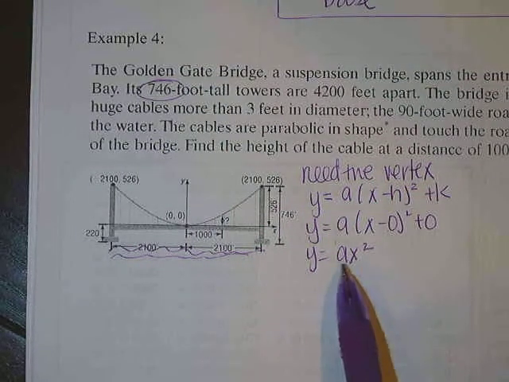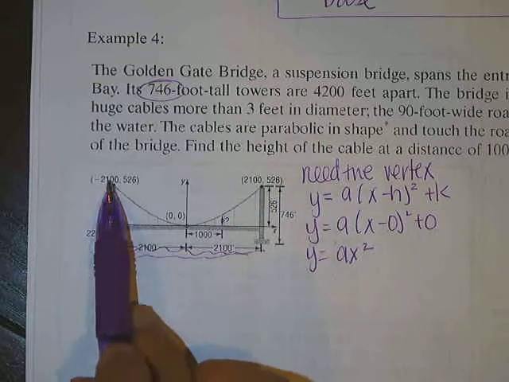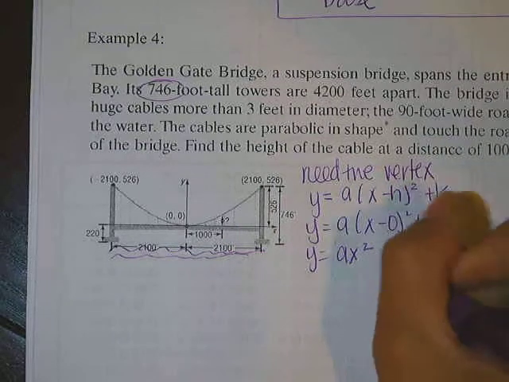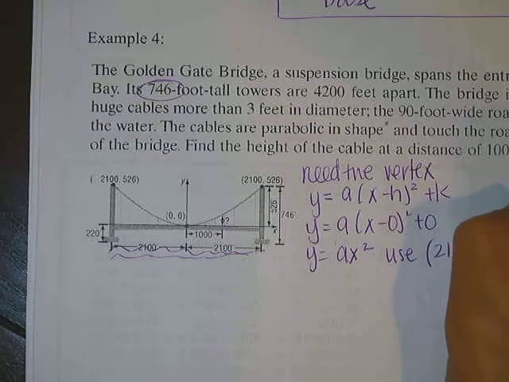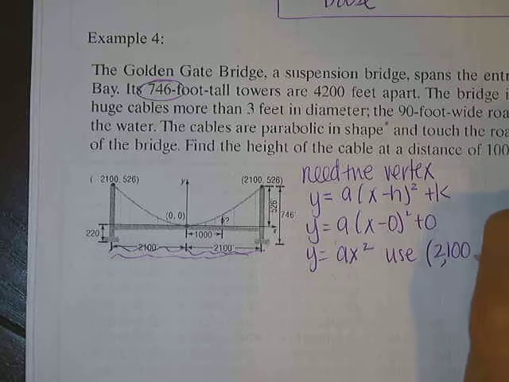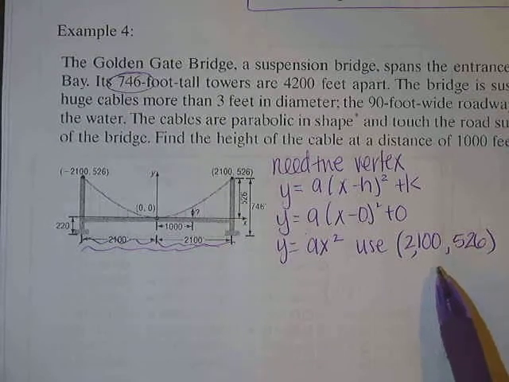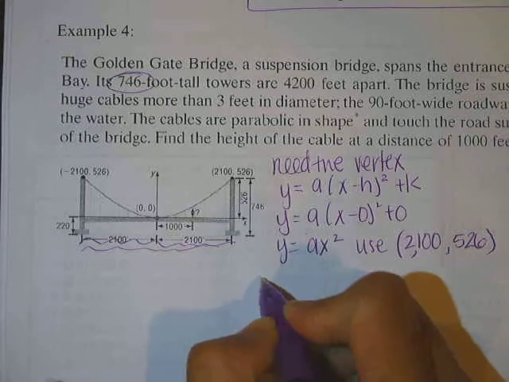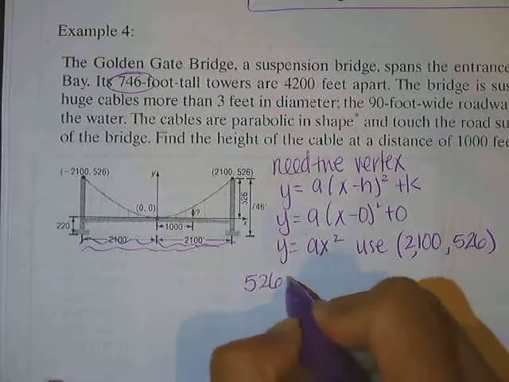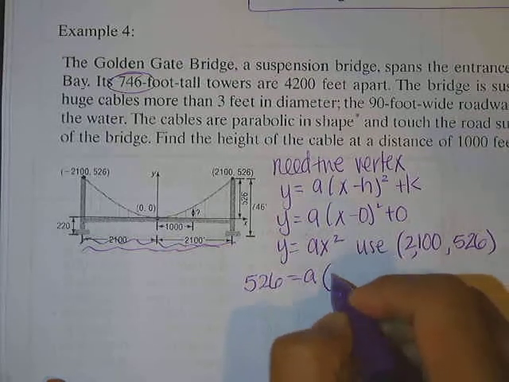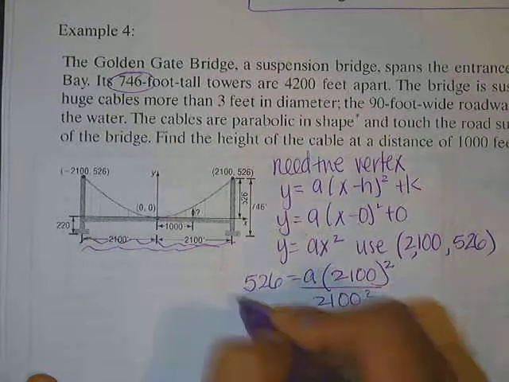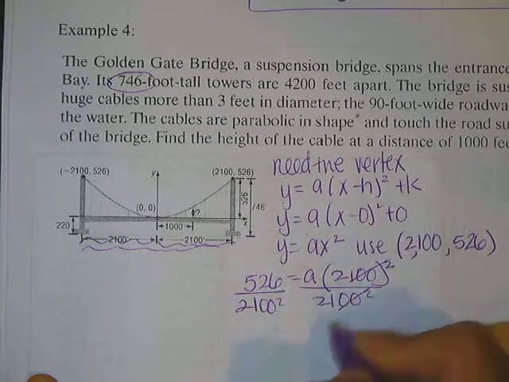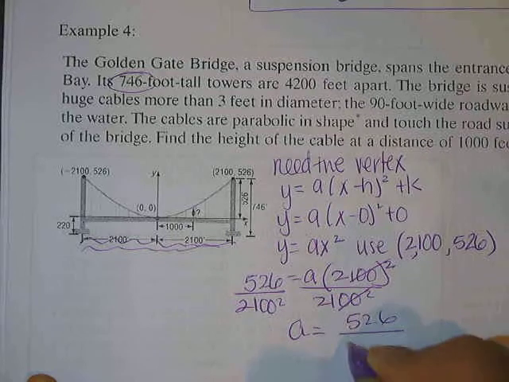Now, to write an equation, I just need to find out what a is by using one of the points that's not the vertex. So I'm going to use (2,100, 526). I meant 526, not 556. So this is my x, this is my y. I'm going to use substitution. Y is 526 equals a, which is the value I'm trying to find, times 2,100, and I need to square that. Divide both sides by 2,100 squared.